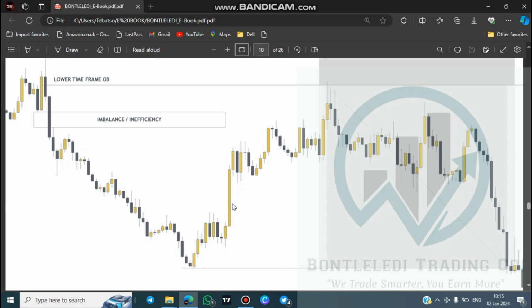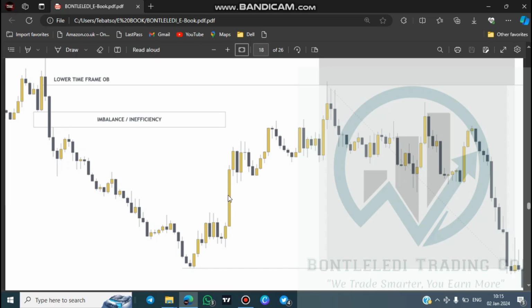So you just have to be smart about which one you're going to go for, right? This is an imbalance, so there must be three candlesticks, and between the low of this candlestick and the high of this candlestick, there mustn't be any body or any candlestick in between. That is what makes it a high probability entry point for the imbalance.